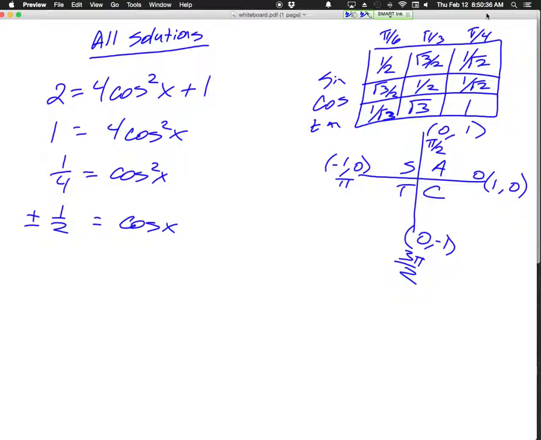So now we're ready to get our solutions. How many answers will I have? 4. Why 4? Right. You're going to have 2 for the plus, and you're going to have 2 for the minus. So what's my match for cosine and 1/2? Pi over 3. So I'll write that down twice. And I know all of these are going to have plus the 2 pi n.